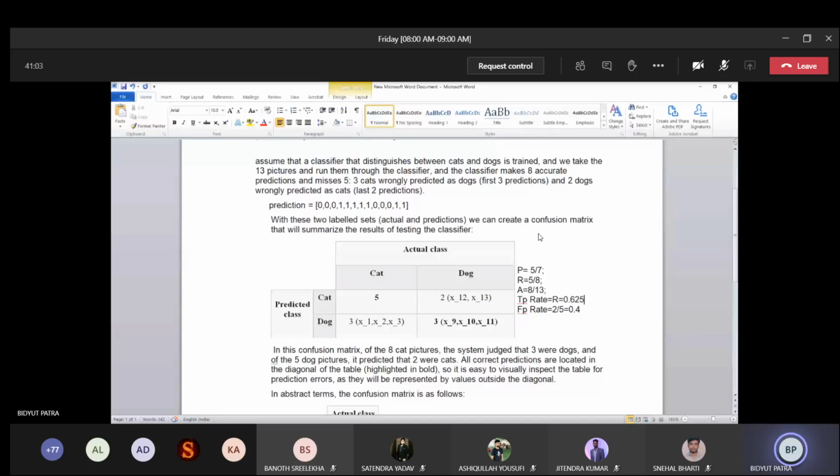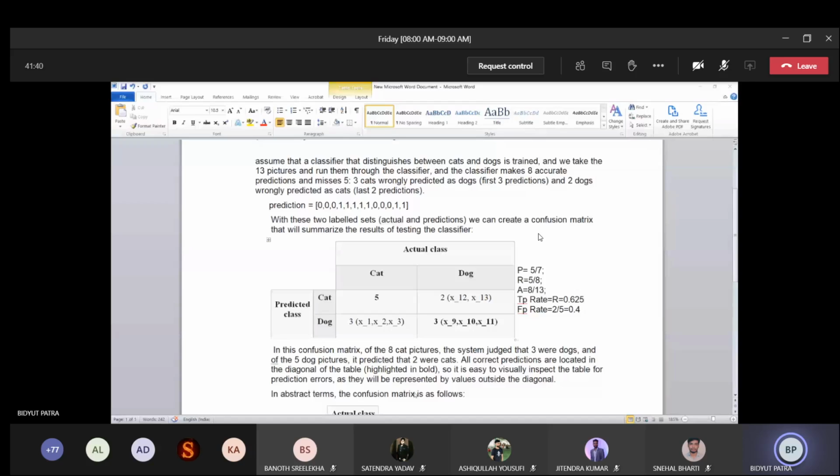Okay, so the false positive rate will be on the x-axis and the true positive rate will be 0.625. So it is better than the random classifier. Now you see where this point belongs. This point is above 0.4, so this point will be above 0.4 and 0.625, right? So it is better than the random classifier.